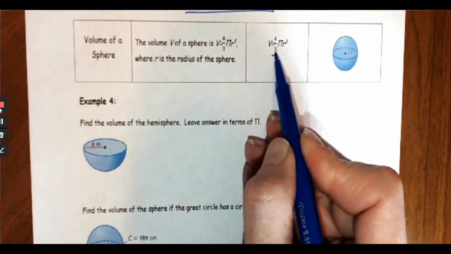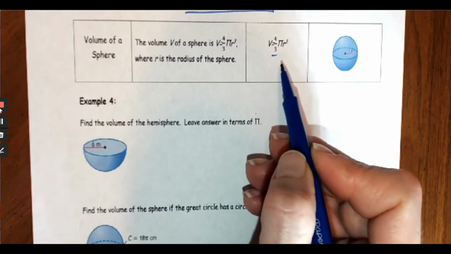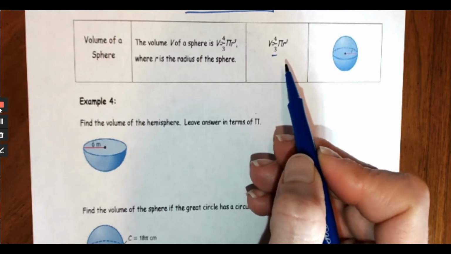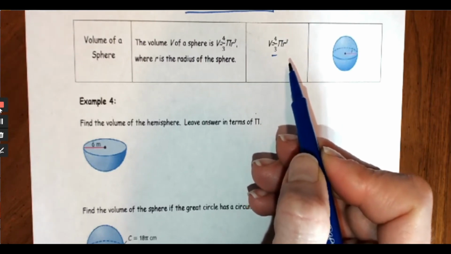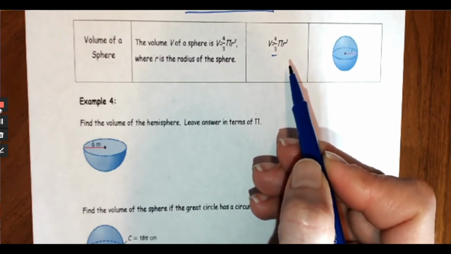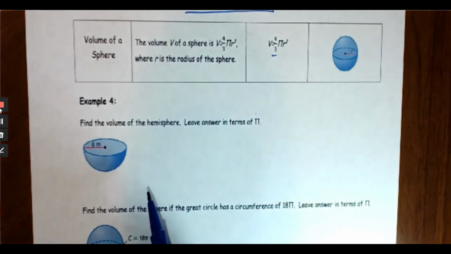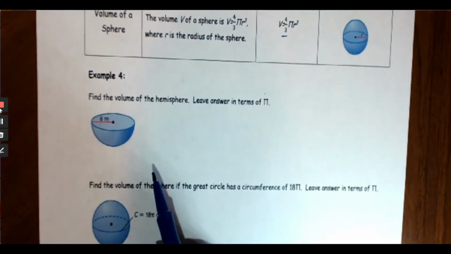And the other thing to notice about this formula is that our r is no longer squared, our r is cubed. Because when we're talking about volume, we're talking about the 3 dimensions of this figure, what it takes to fill this sphere up. So that's why we have r cubed. Now, we're going to first look at the volume of a hemisphere. Now, we can think of the volume of a hemisphere.